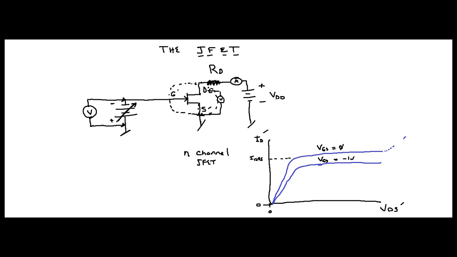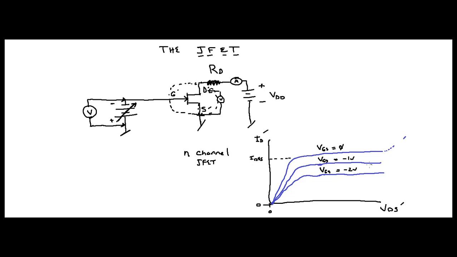Now what happens if you keep on increasing it? Well, suppose you want to go to -2 volts. That's going to further narrow the channel. And as you do that, the maximum amount of current you're going to be able to get is going to decrease. Get it? VGS equals, say, -2 volts, for example.